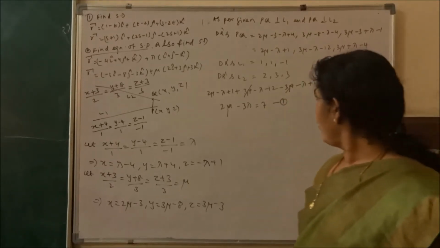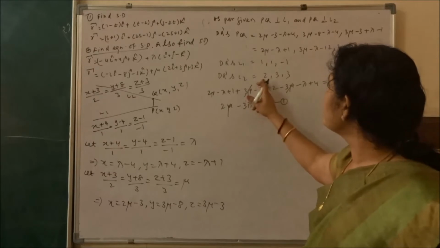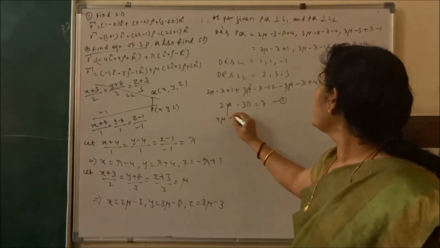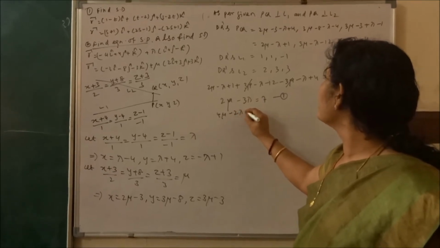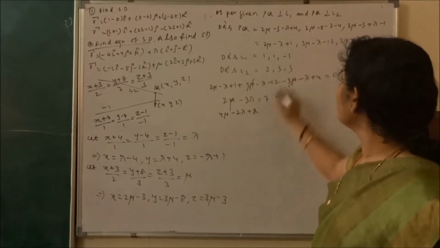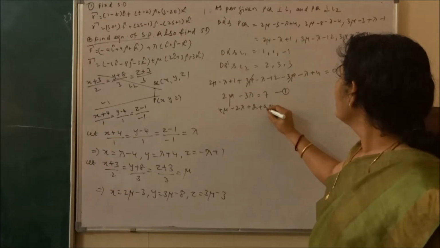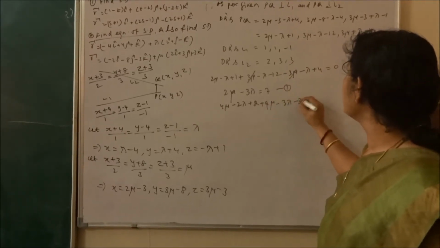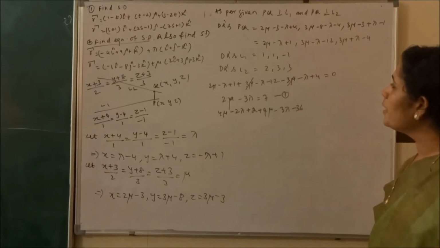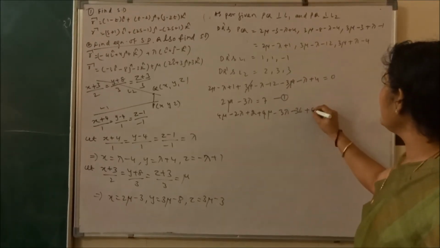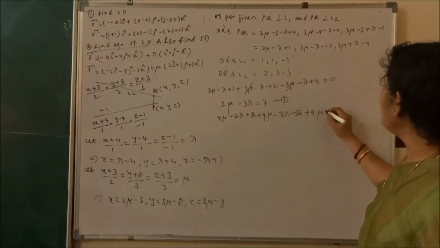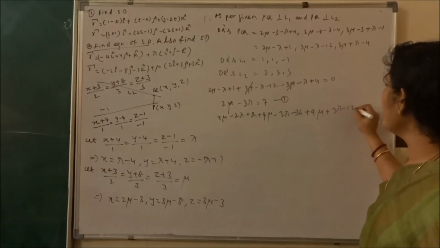Clear? Now I am taking the dot product of this and this equal to 0. So 2 into this, that is 4 mu minus 2 lambda plus 2, and 3 into this, plus 9 mu minus 3 lambda minus 36, and this into this if I take, that is 9 mu plus 3 lambda minus 12, equal to 0.